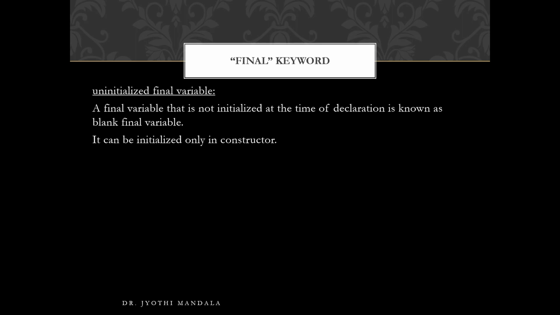Such variables can be initialized only in the constructor. You need to understand this point: all uninitialized final variables can be initialized only in the constructor. You all know what a constructor is. One simple example of an uninitialized final variable is a PAN card number. The PAN card numbers of individual objects are different. We can't give the same PAN card number to all the users. So all these PAN card numbers can be made uninitialized final variables, and at the time of object creation you can pass the number and initialize it.